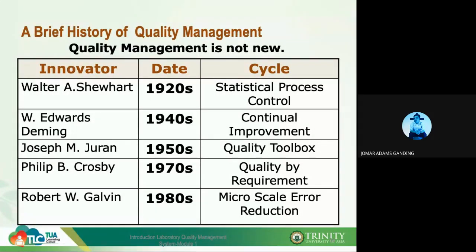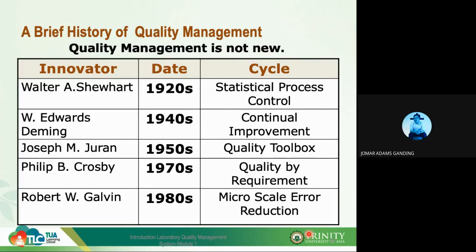That's why in the 1980s, because of the continuous development and progress of all companies in making sure quality is the one that directs them and that quality in their company is controlled, Robert W. Galvin set up microscale error reduction, so that companies would be able to identify, and not just identify but eradicate, the errors that are happening inside their companies and organizations.